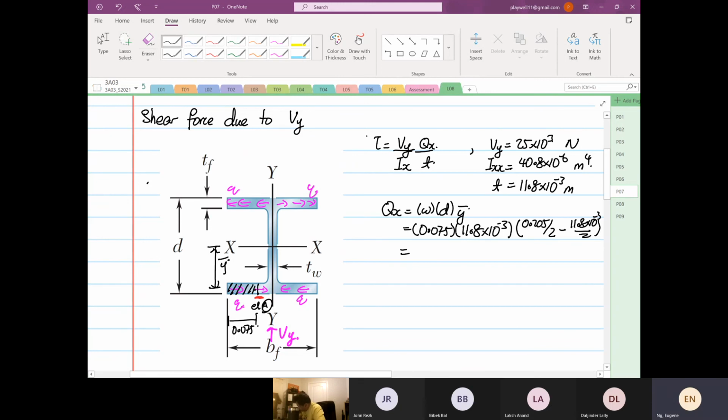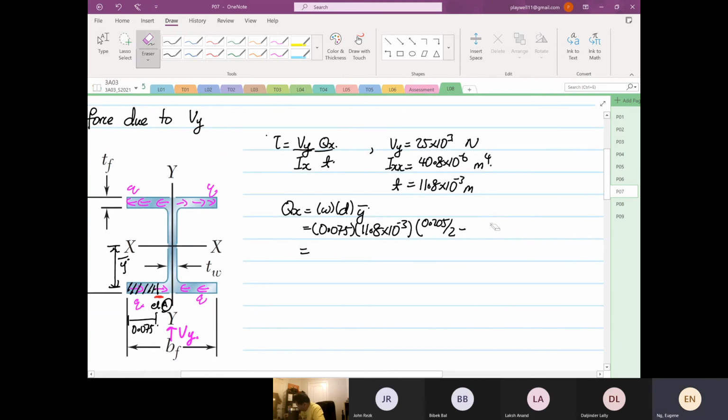Okay. Let me write this properly, it's very blurry for you. 11.8 times 10 to the power minus 3 divided by 2. So this is equal to 0.205 divided by 2 minus 11.8 power minus 3 divided by 2, times 11.8 power minus 3, times 0.075.